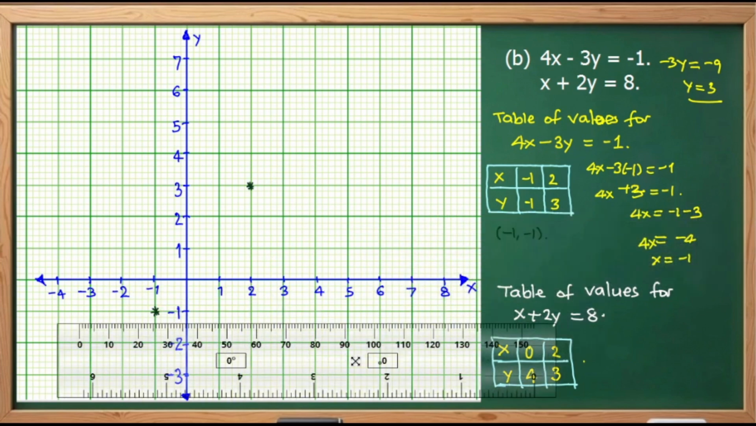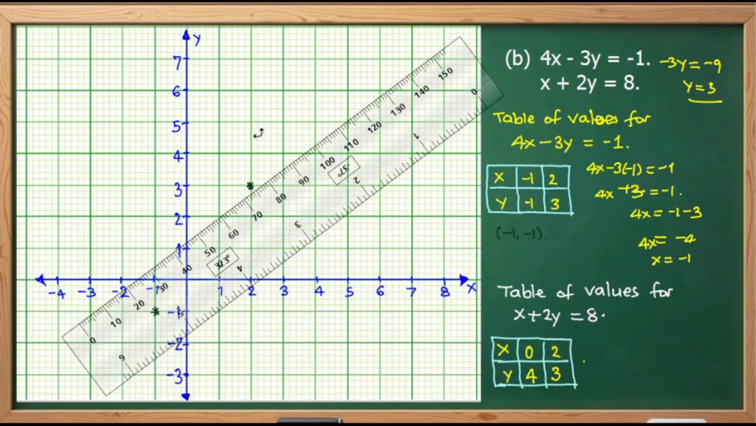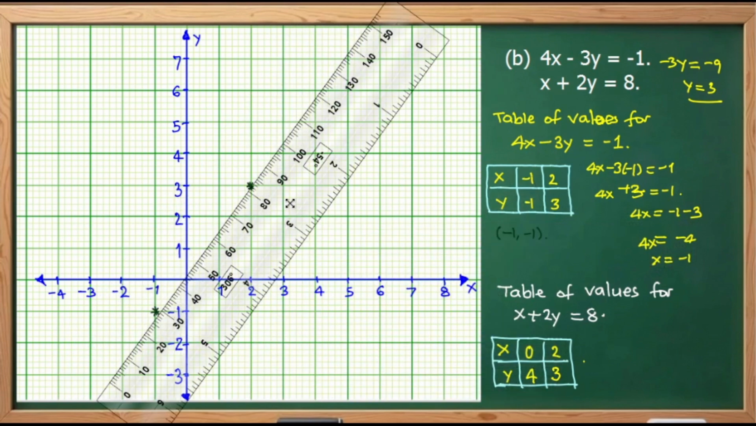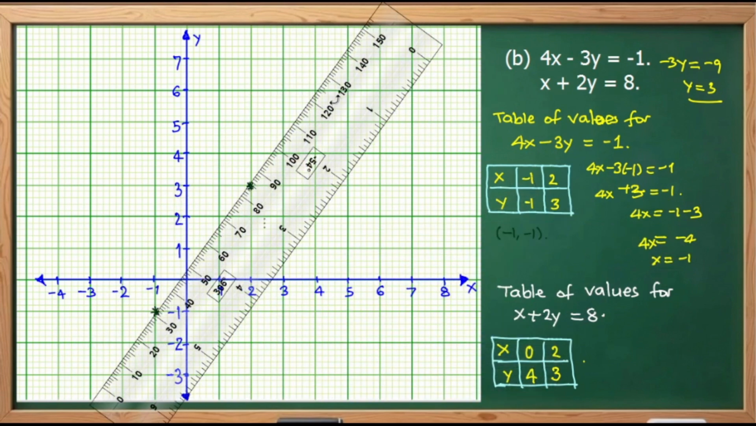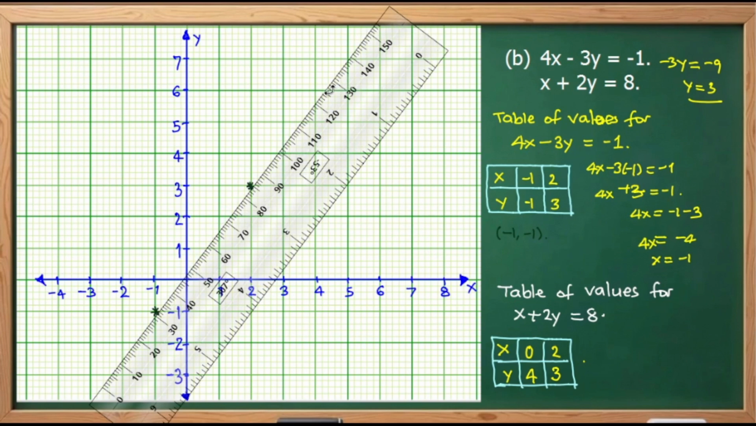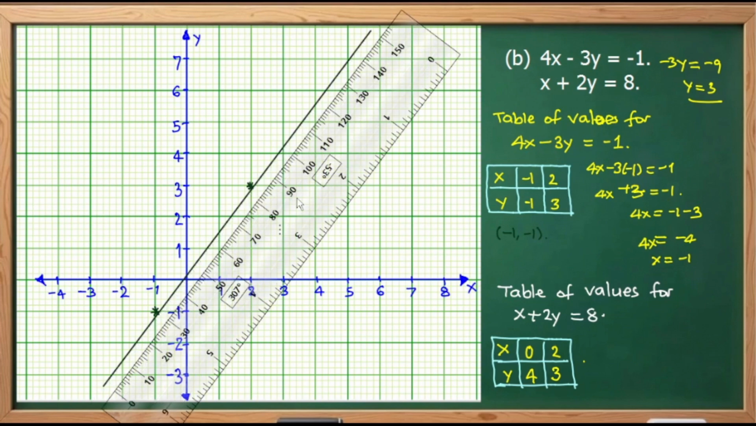So again, using our ruler, we keep on adjusting until they are in a straight line. This one is a little bit off. Yeah, here it's looking fair. Now we can draw a straight line passing through those points, and then we also do the same to the other line.